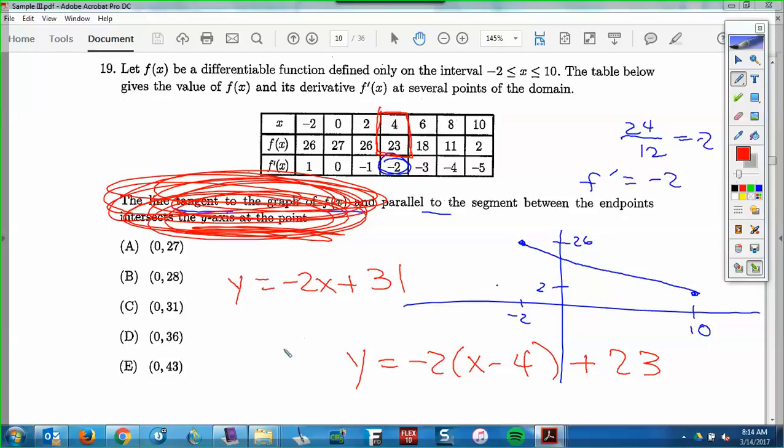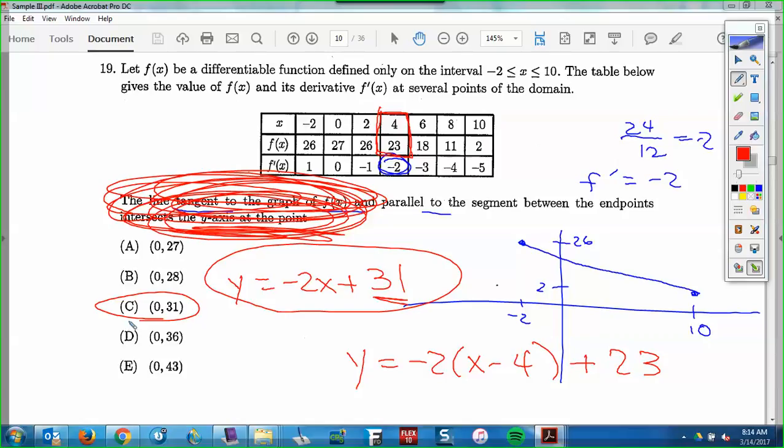So where does that cross the y-axis? Where does this line cross the y-axis? At 0, 31. Just an interesting way of asking that question with different information, but it's the same thing. It's the same thing we always want to do when they talk about the tangent line. You get a slope and a point. They talk about the tangent line is parallel to the segment between the endpoints, so we draw the two endpoints.